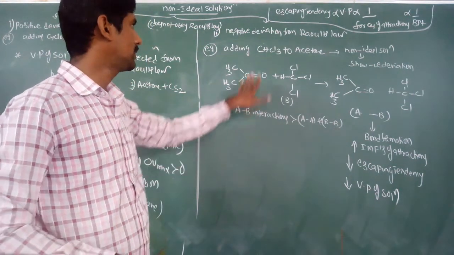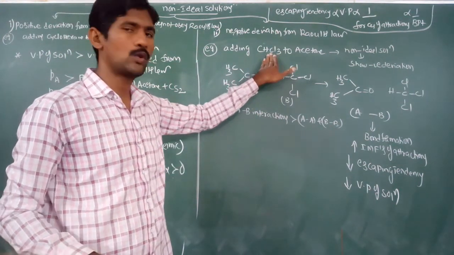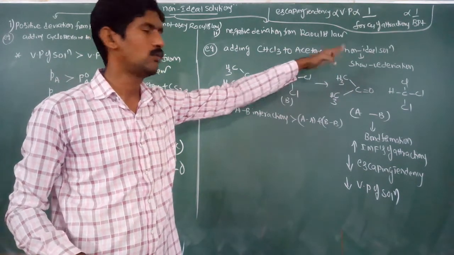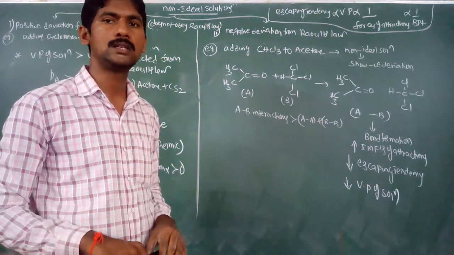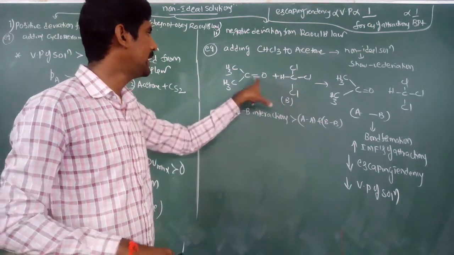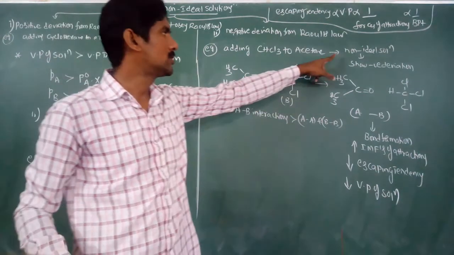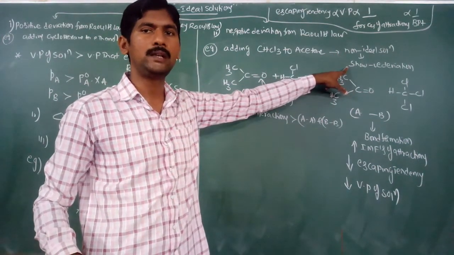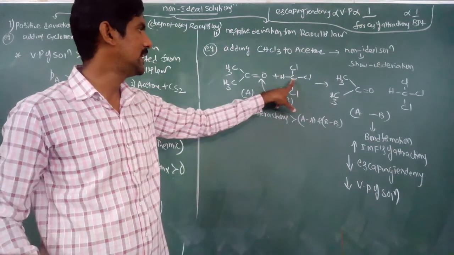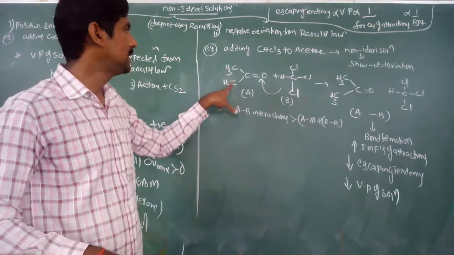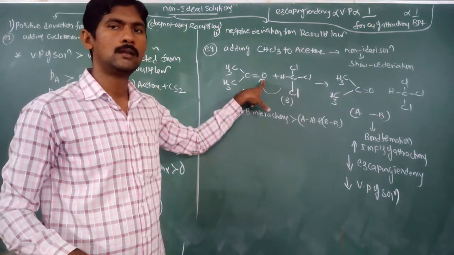Before going to that, take an example. If chloroform, that is CHCl3, is added to acetone, it forms a non-ideal solution which can show negative deviation. So the chloroform is CHCl3. Acetone is CH3-CO-CH3.